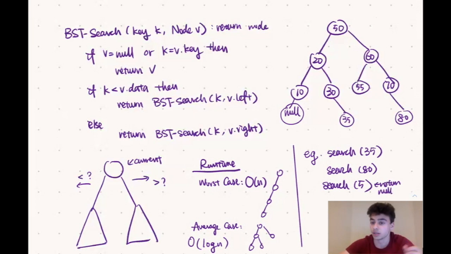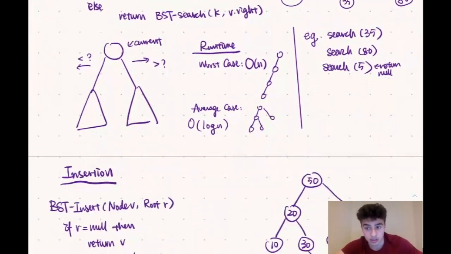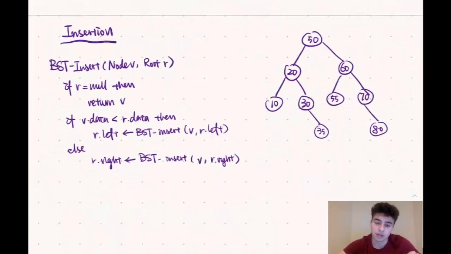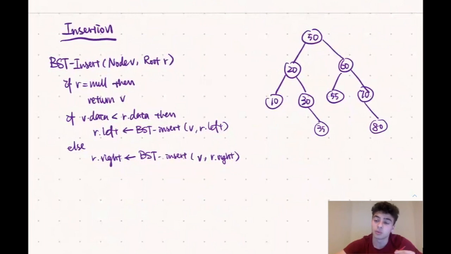So this leads us directly into insertion into a binary search tree, because insertion is going to use the same intuition as search. We're going to utilize the binary search tree property to find where that node should exist.